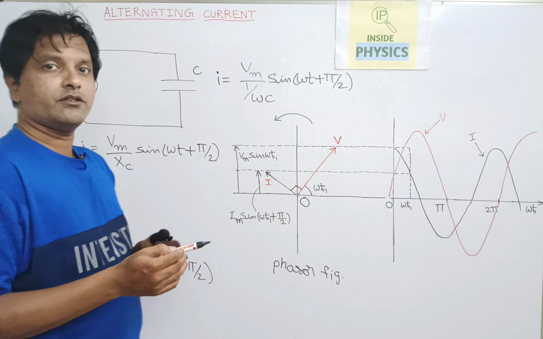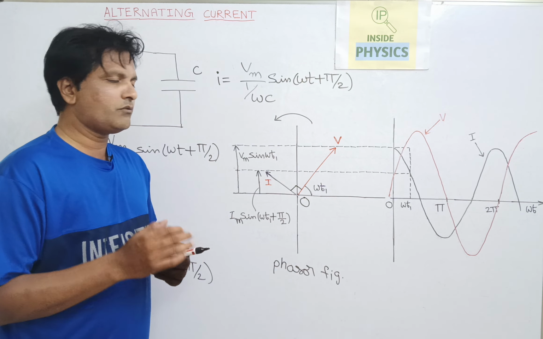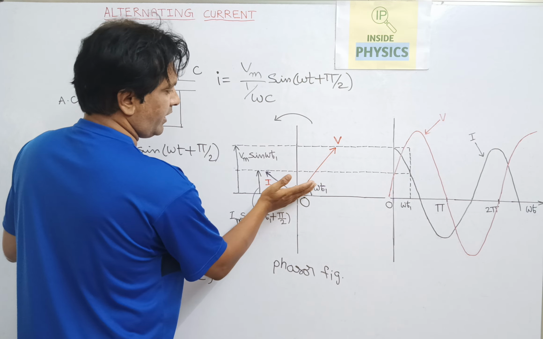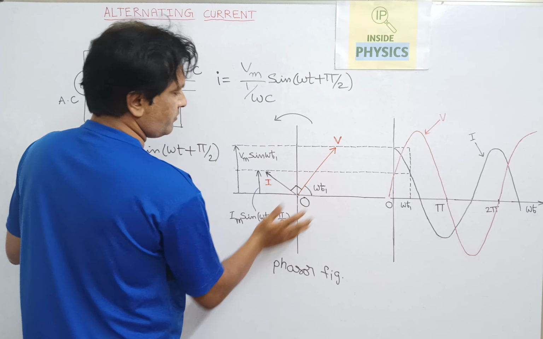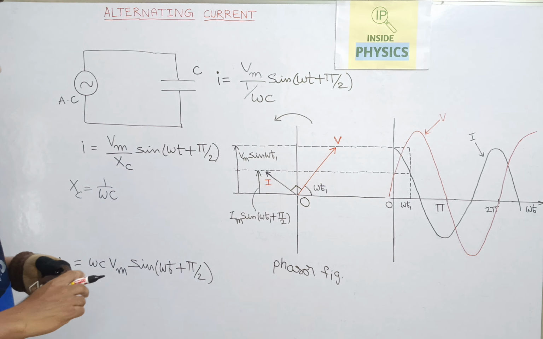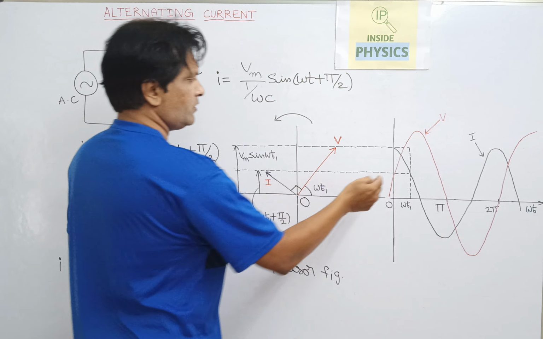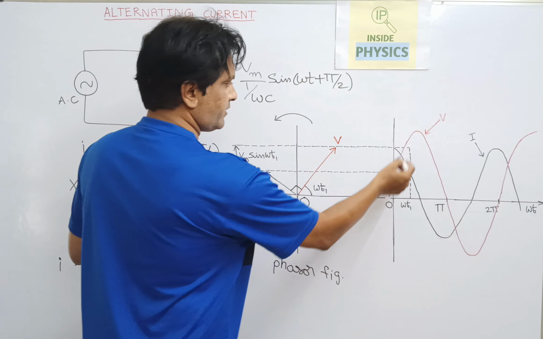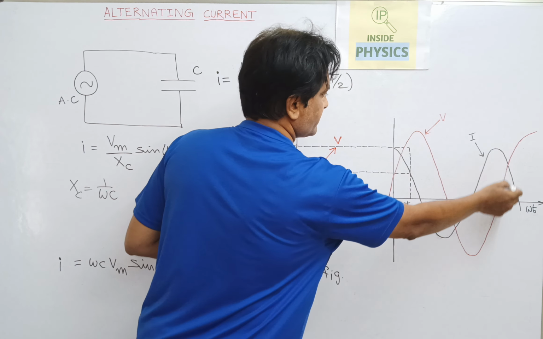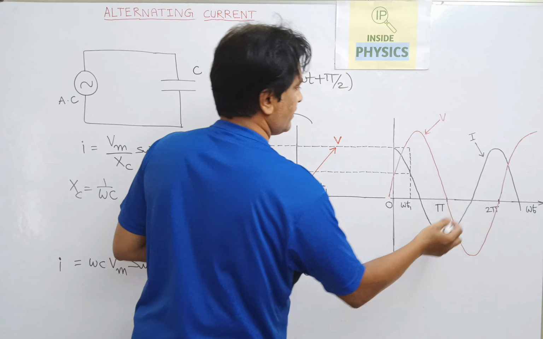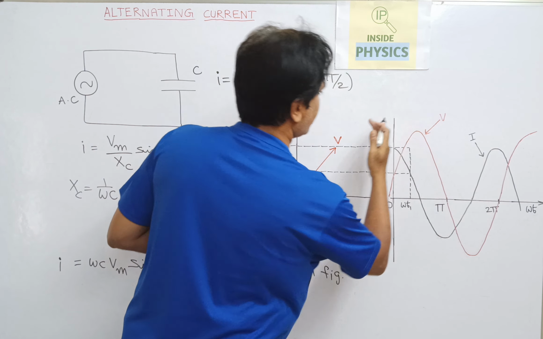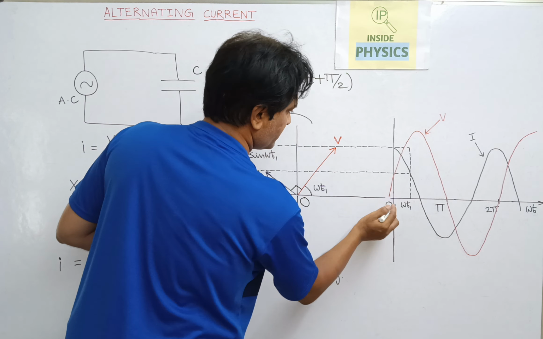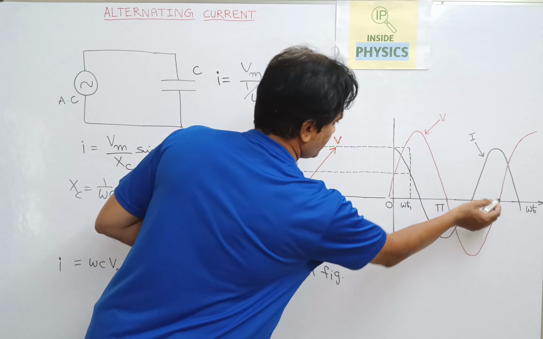In the inductive circuit, what we have seen in the previous session, the current is lagging behind the voltage. It is behind the voltage by a phase of pi by 2. So pi by 2 is indicated by a quarter cycle. Here if you take this sine curve as a full cycle, this quarter cycle indicates a phase of pi by 2, 0 to pi, pi to 2 pi.